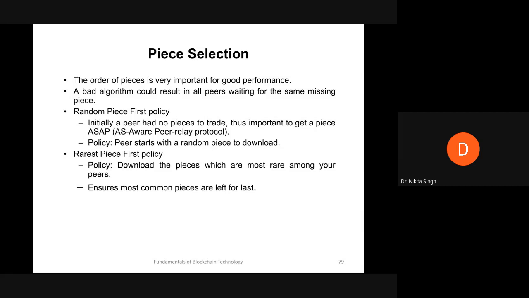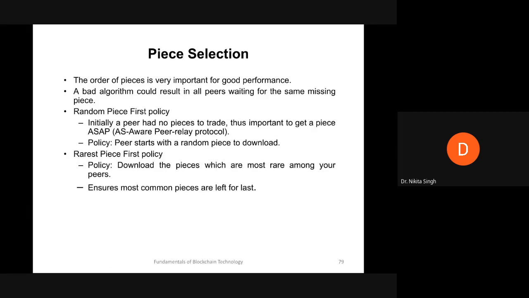So in other words, in requesting a piece, which piece should you request first? Because there could be a chance that all the peers who are part of the swarm may be waiting for the same missing piece. And that has happened because the pieces are overlapping. That is, peers in the swarm have all the common pieces, but a few rare pieces are not there. So we have two policies that we use for selecting the pieces. One is the rarest piece first policy, and the other is the random piece first policy.